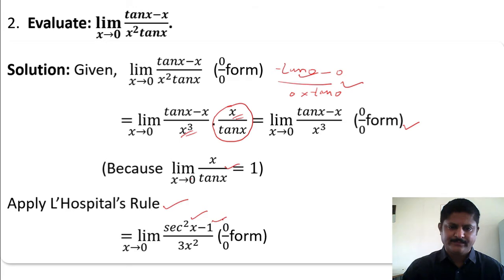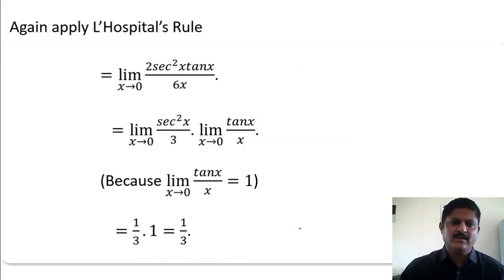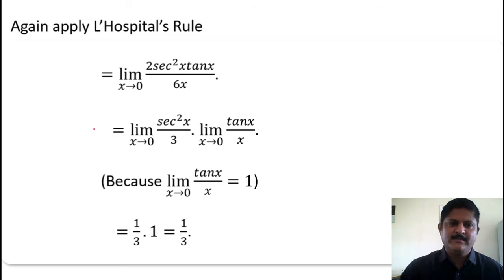Again, after applying the limit, secant square 0 minus 1 divided by 3 into 0, which is secant square 0 is 1, so 1 minus 1 by 0, which equals 0 by 0. Again 0 by 0 form. Again apply L'Hospital's rule, differentiate the function, which becomes limit x tends to 0 of secant square x tan x divided by 6x. Therefore separate this limit, the limit of x tends to 0, as a product of the limits.